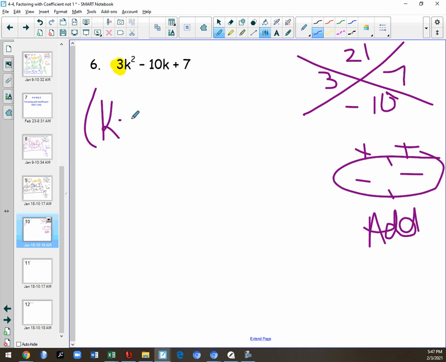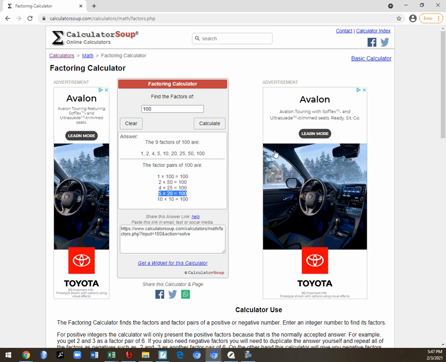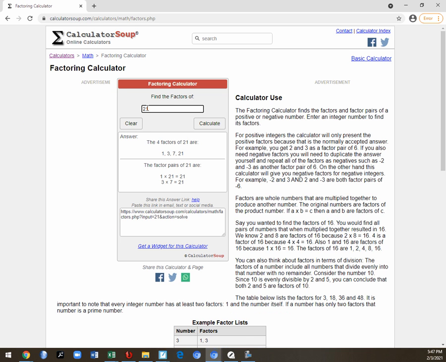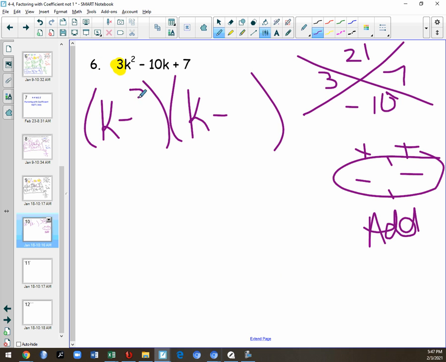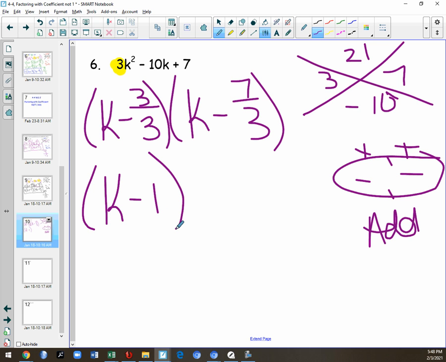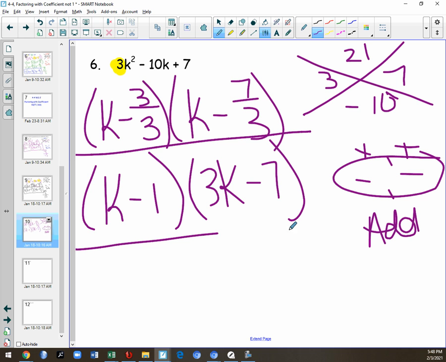So that means I'm going to have k minus and k minus. I'm looking for factors of 21 that will add to give me 10. So if I come over to Factor Finder and I put 21 here, those factors that are going to add to 10 are 3 and 7. So this is 3 over 3 and 7 over 3. 3 over 3 is 1. 7 over 3 does not reduce, so I bring the 3 out in front of the k, and I'm going to have k minus 1 times 3k minus 7. Okay?